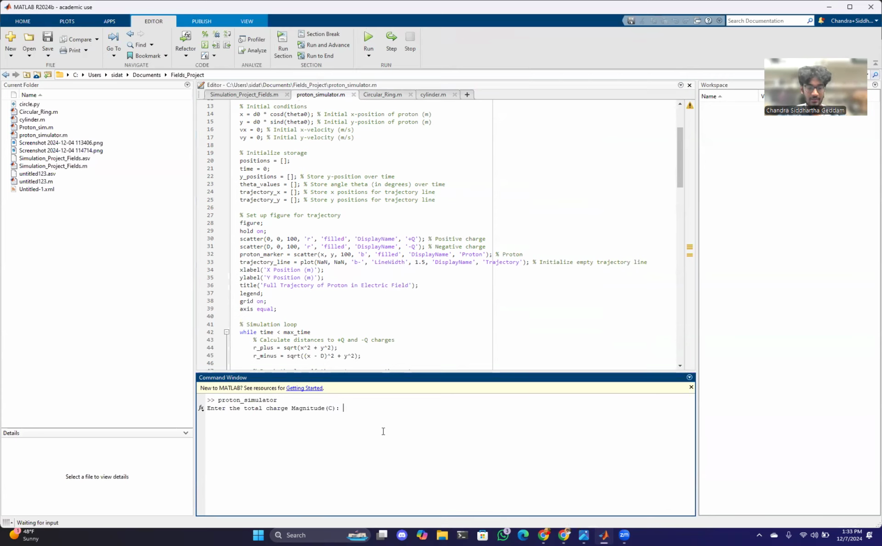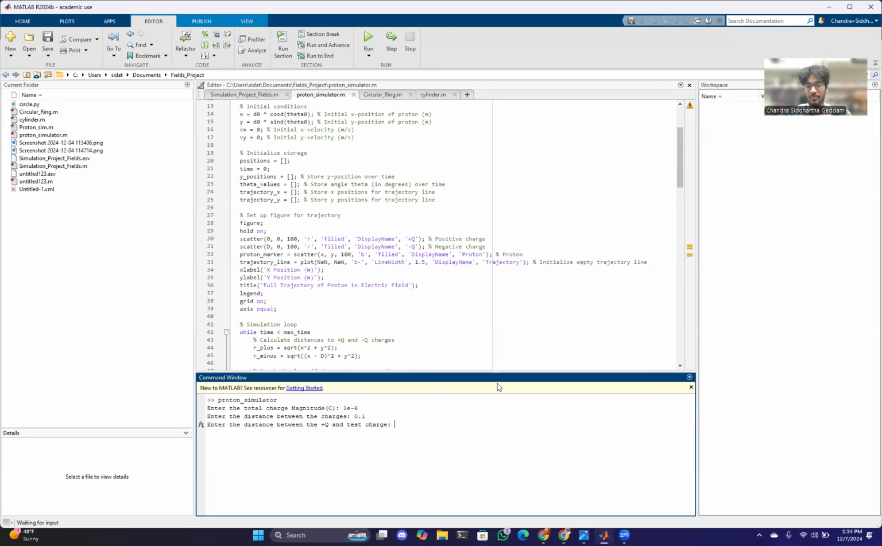The first thing it asks is what is the total charge, the magnitude of the charges. Let us say it is 10 to the power -6. I'm taking small charges for now. And what is the distance between those two charges? Let's say they're placed 10 centimeters, which is 0.1 meters apart.